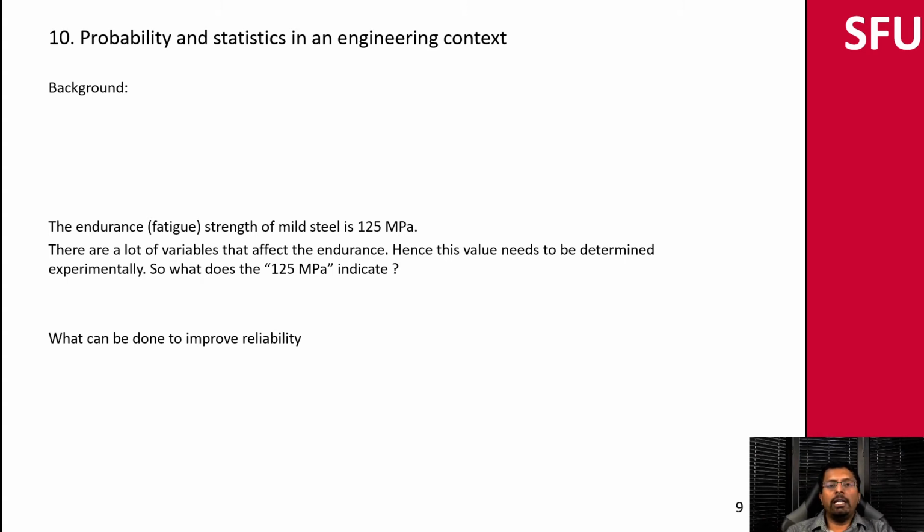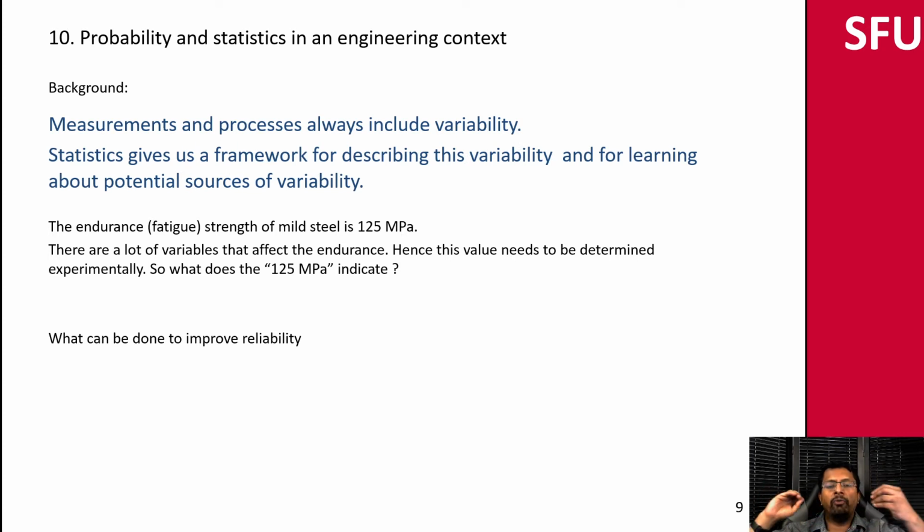Coming back to probability and statistics as an engineering concept, measurements and processes always include variability. Statistics gives us the framework for describing this variability and for learning about potential sources of it. For instance, if you took a mild steel, and somebody told you the fatigue strength of the steel is 125 megapascal. Fatigue strength is the strength under repeated loading. Then there's going to be some variability, right? There might be changes due to the surface finish or temperature, how the steel had been manufactured, and a lot of other things.